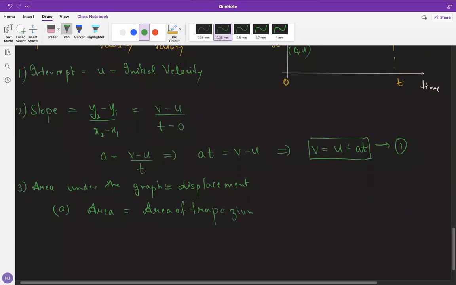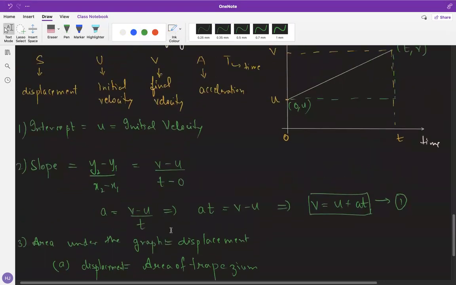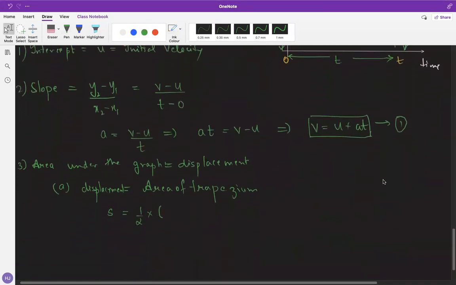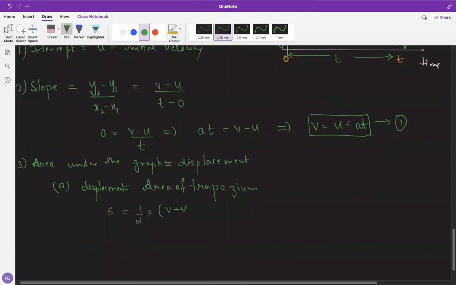So Kabir, can you tell me what's the formula for the area of a trapezium? It's a plus b over 2 times height. Okay, so displacement here will become half into the sum of parallel sides. We have two parallel sides here. One is u and the second is this entire length v. And this forms the height, which is t. So this will become half into v plus u times t. This is your second SUVAT equation.